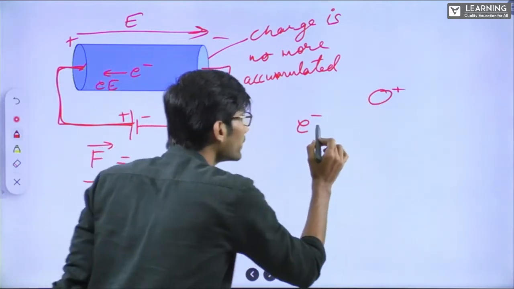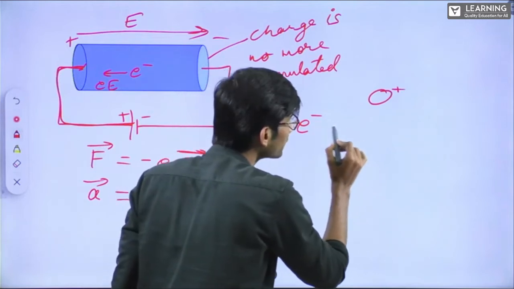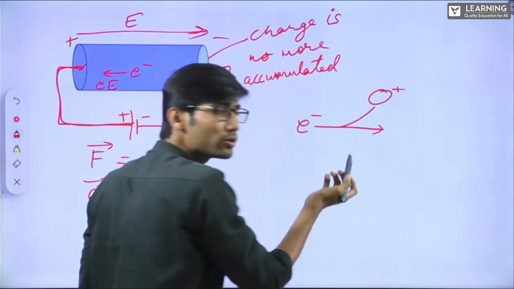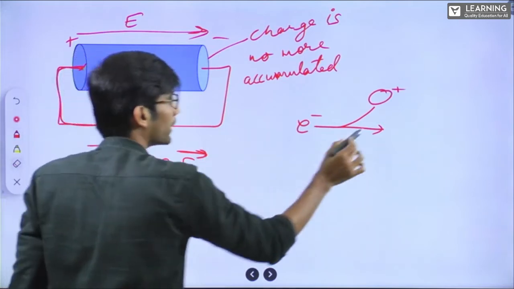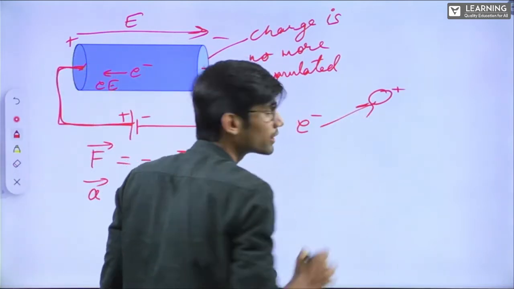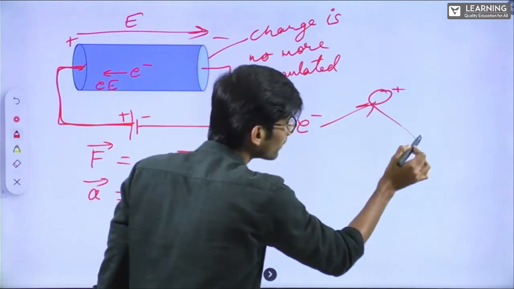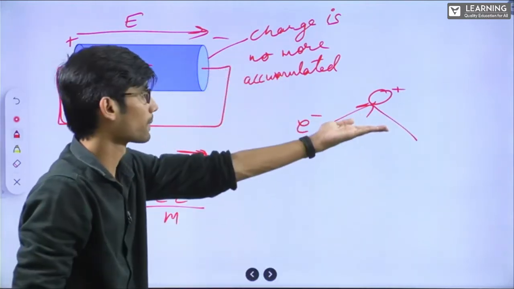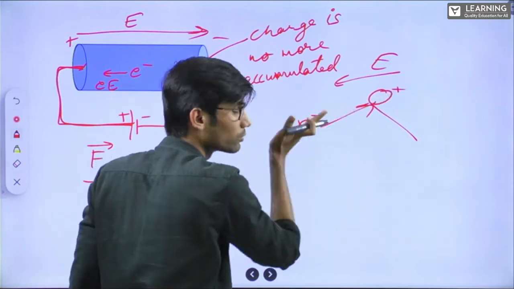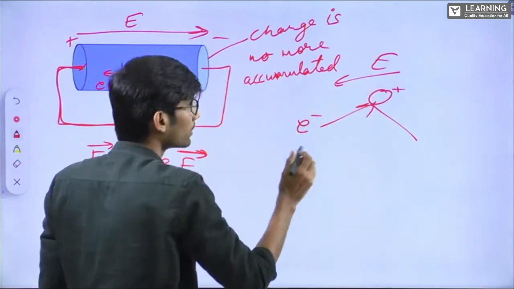So when this electron is moving in this direction, since this is positive and this is negative, it will try to attract. Correct? It will try to attract. So it will go there, collide. Again, it will come. Force is constantly acting. Here, let's say the electric field is in this direction, because I am showing the motion of the electron in this direction. Okay.